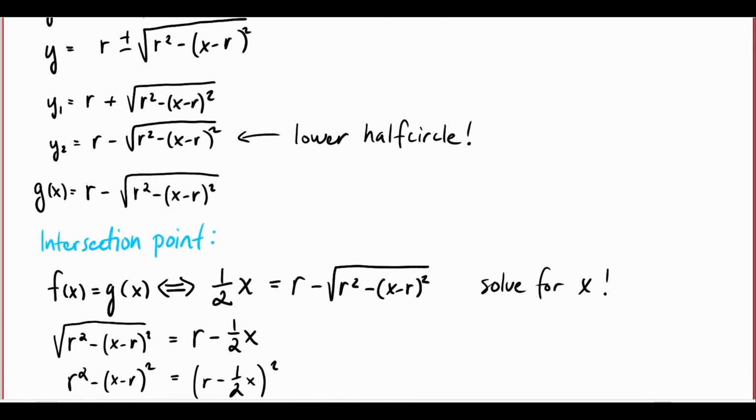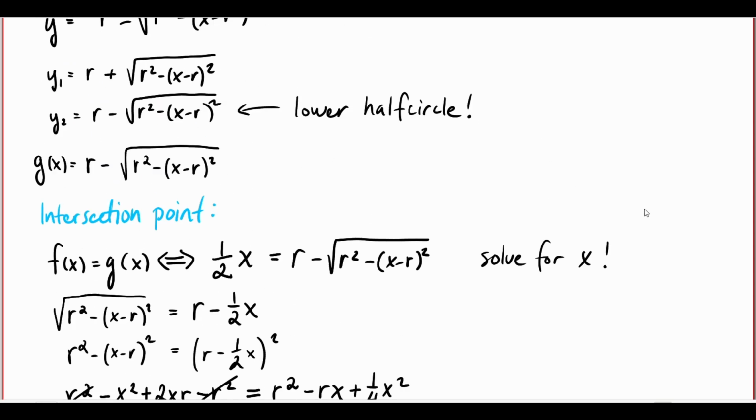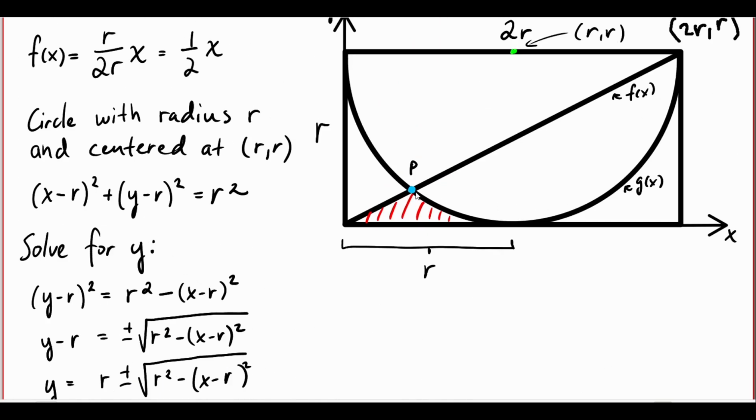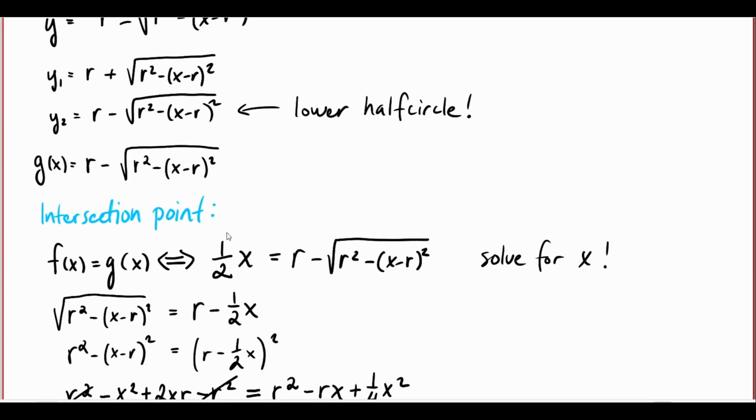Okay, so let's continue. So this intersection point P, the blue point, we have to set f equals g. So both functions have to be equal to each other. And then we have 1/2 x equals r minus square root of r squared minus (x minus r) squared. And solve for x.